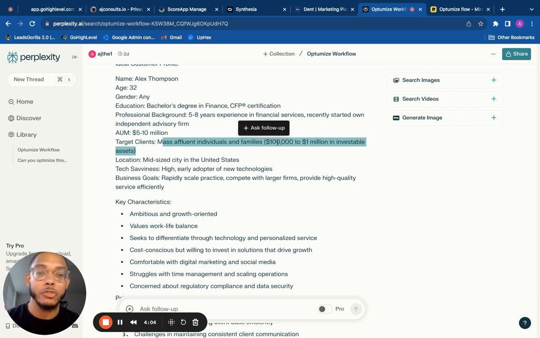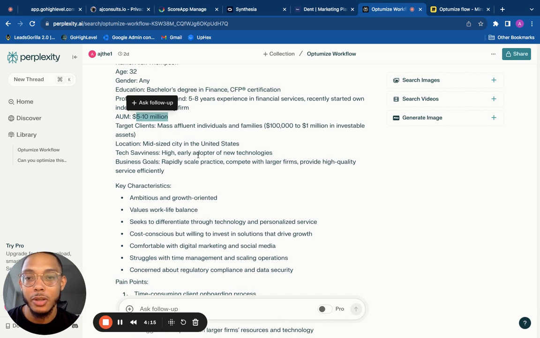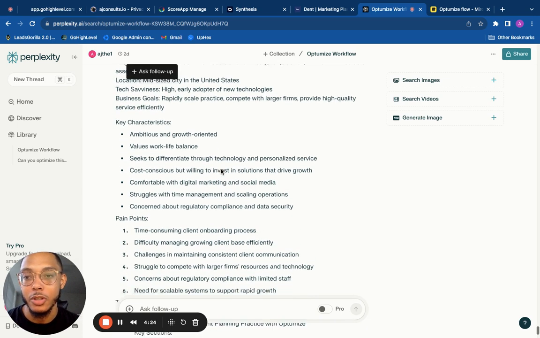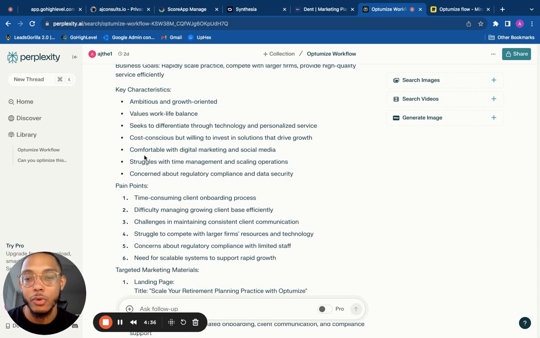People who have 100,000 to $1 million in assets that they can invest in, and they collectively between all their clients have $5 to $10 million under management. So mid-sized city in the United States, tech savviness high, early adopter of new technologies, rapidly scale practice, compete with larger firms, provide high quality service. Cool. So here's the characteristics that we're looking at. Ambitious, growth-oriented, values work-life balance, seeks to differentiate through technology and personalized service, cost-conscious but willing to invest in solutions that drive growth, comfortable with digital marketing and social media, struggles with time management and scaling operations. That's good. Concerned about regulatory compliance and data security.